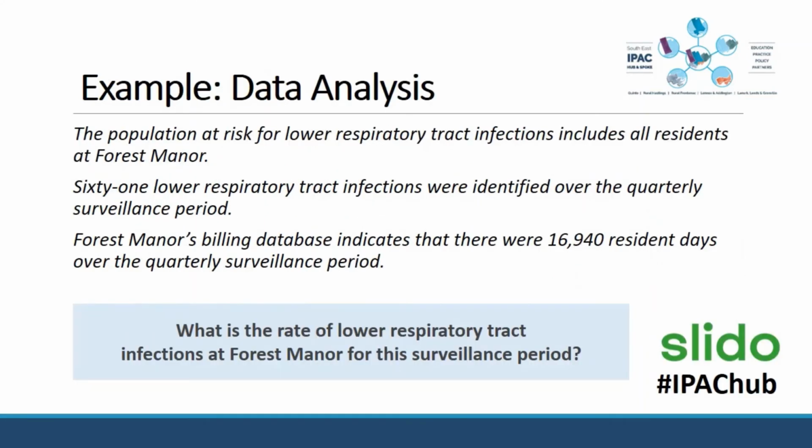So next we're going to go into a Slido question here. So the population at risk for lower respiratory tract infections include all residents at Forest Manor. 61 lower respiratory tract infections were identified over the quarterly surveillance period. Forest Manor's billing department indicates that there were 16,940 resident days over this quarterly surveillance period. What is the rate of lower respiratory tract infections at Forest Manor for this surveillance period?